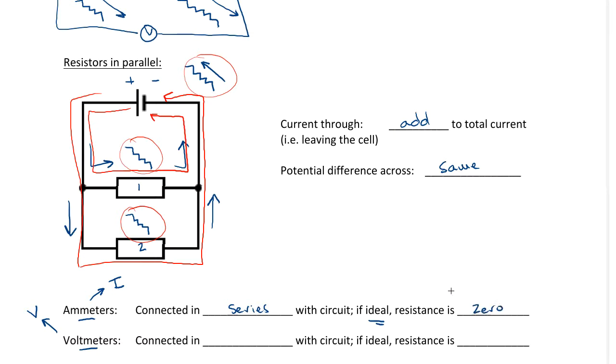In contrast, a voltmeter is connected in parallel with a circuit, because we want to measure the potential difference between two different points, so we have to connect it to two different points. And if a voltmeter is ideal, no current will be flowing through it at all, so the resistance of the voltmeter, in the ideal case, is infinite.